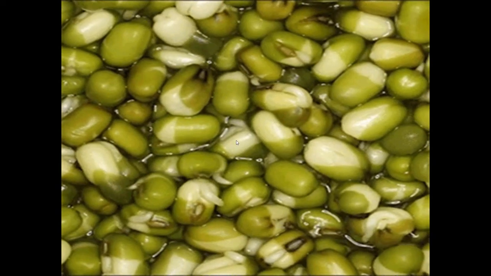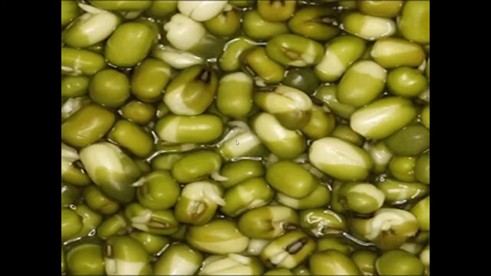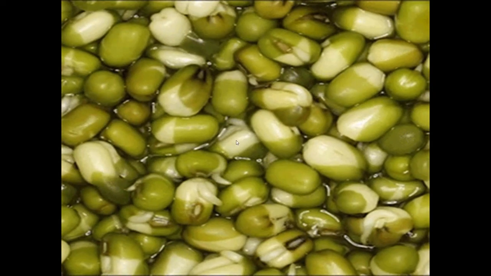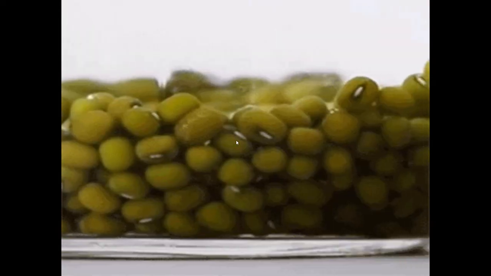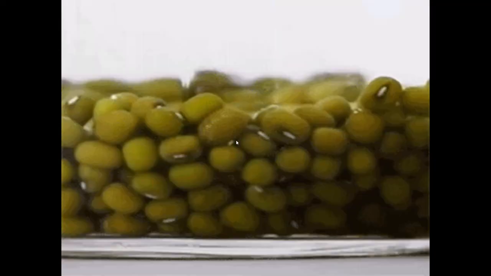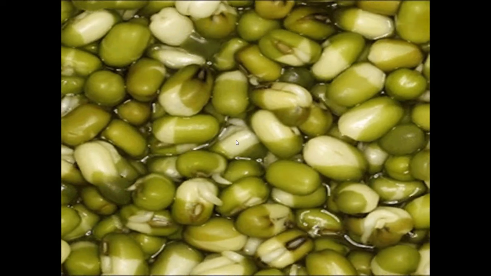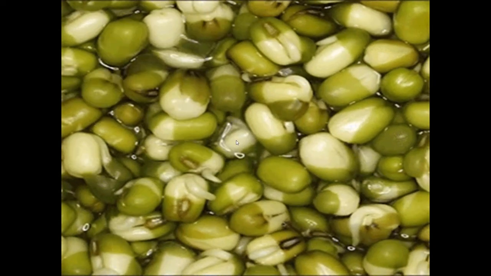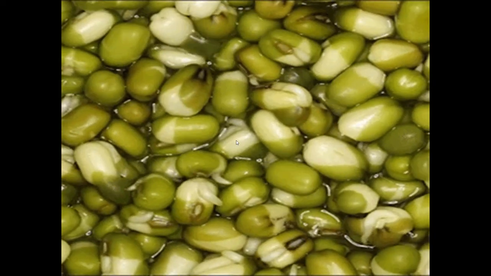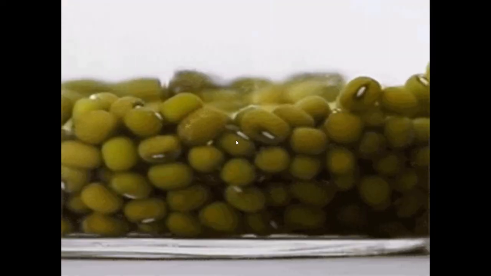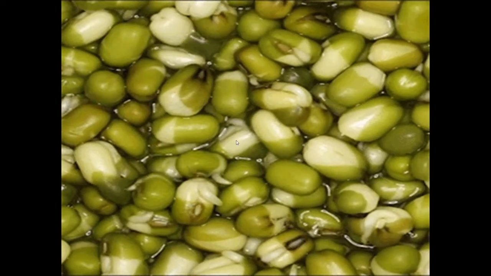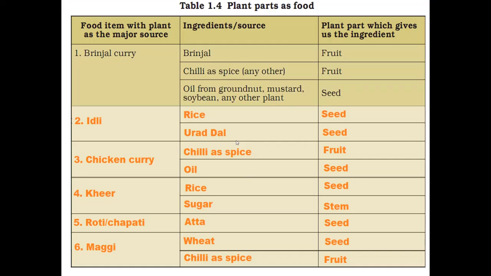Here again you can see how the seeds are getting germinated. So we eat seeds as food, we eat stem as food, we eat root as food, we eat the fruits as food, we eat the flower as food. So different parts of the plants are consumed as food. Likewise, you have many other examples. Think about it and write a note on this.